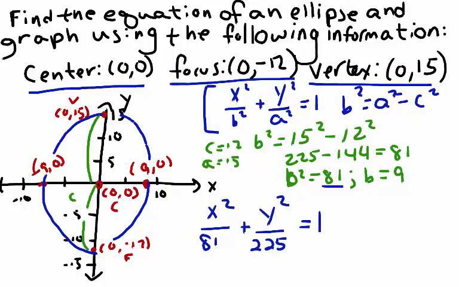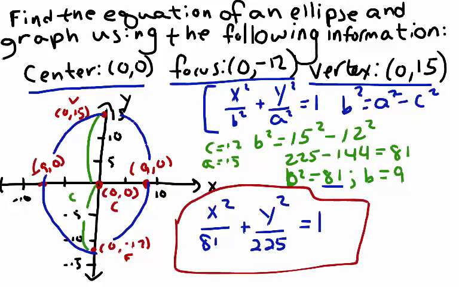And so this concludes our example, as we have identified both the equation of our ellipse and found the graph which represents it.